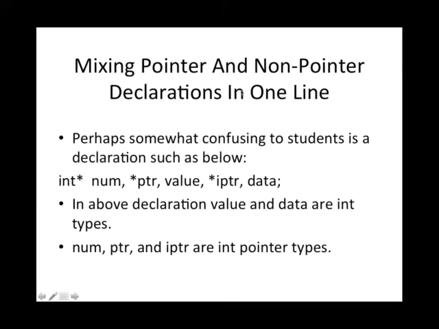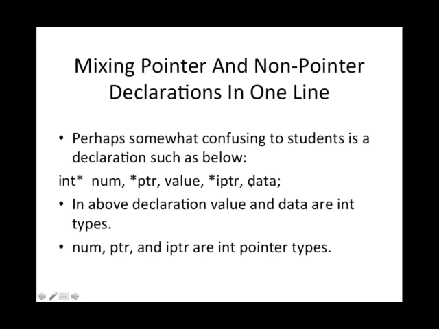You could mix pointer and non-pointer declaration in one line as well. Perhaps somewhat confusing to a student is a declaration like this one: int asterisk num, asterisk ptr, then you have value, then you have asterisk iptr, then you have a variable called data. In this declaration, this asterisk does not apply to all. It only applies to num. Okay? So num, ptr, and iptr are pointers, but value and data are int type.